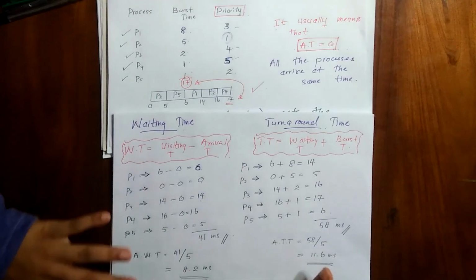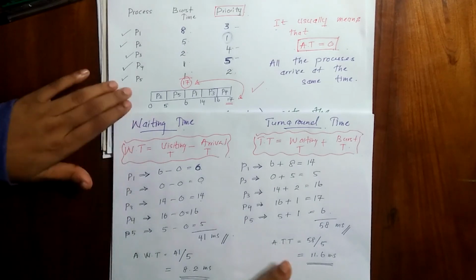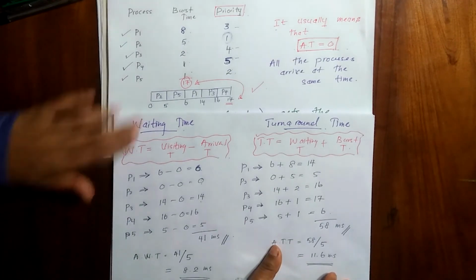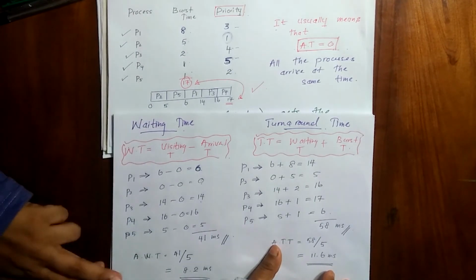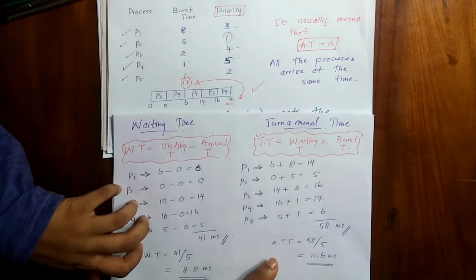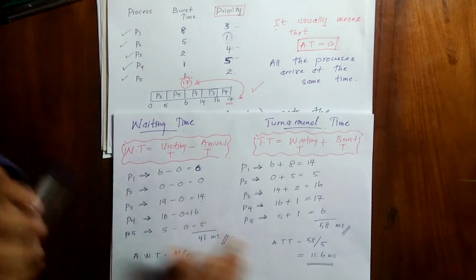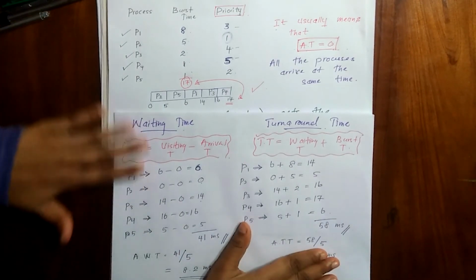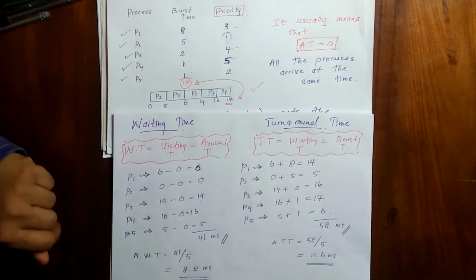Right. So now we are done with all 5 steps. Drawing the Gantt chart, then finding the waiting time, average waiting time, turnaround time, and finally the average turnaround time. So this is how we solve priority scheduling.